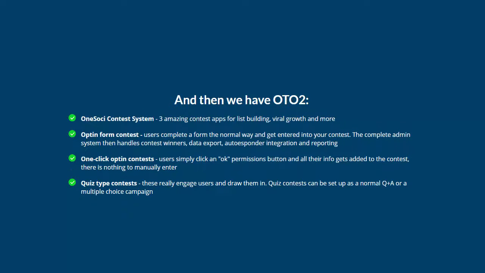And for the second upsell, you get the competition element. So you get the OneSoci contest system. And the last upsell, upsell 2, gives you the complete contest feature. Now, if you're into Facebook marketing at all, you'll know that contests actually give you the ability to grow huge lists on the back of really simple contests.